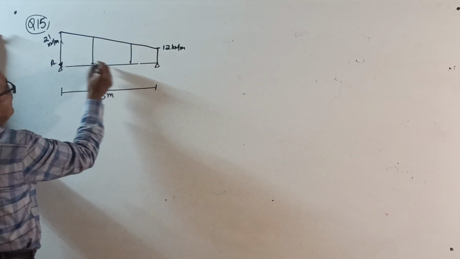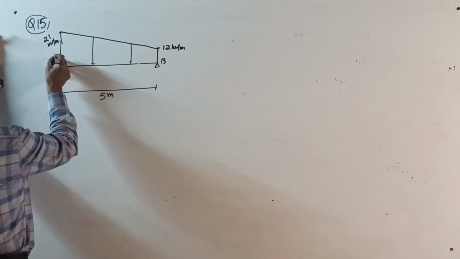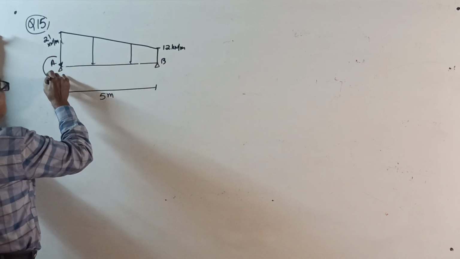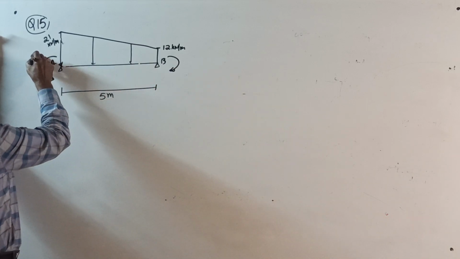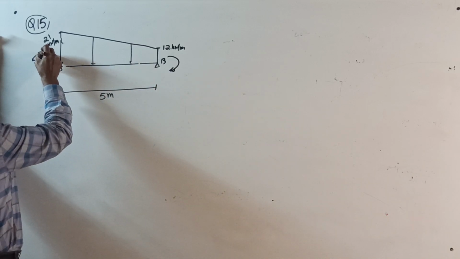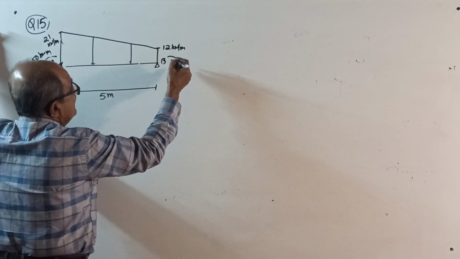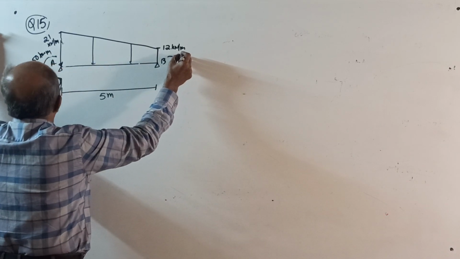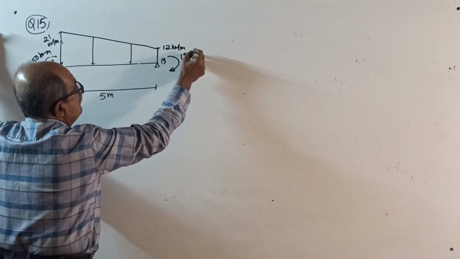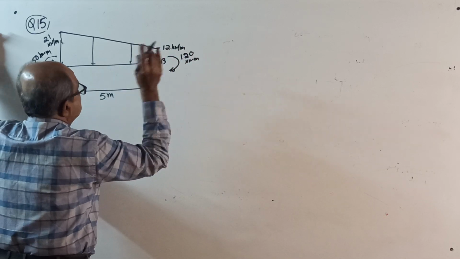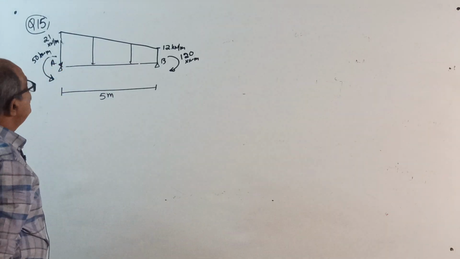This is a beam, AB, along with two couples. First couple is 50 kilonewton meter anti-clockwise at the left end. Second couple is 120 kilonewton meter clockwise at the right support. Over. Sufficient. No point load required.